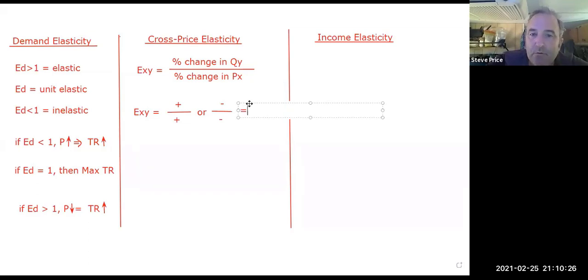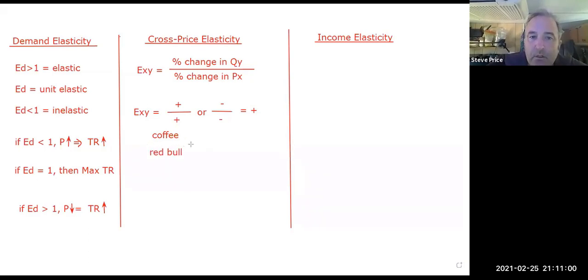Note that if you have two values in the numerator and the denominator that are positive, or two values in the numerator and the denominator that are negative, then your coefficient is going to come out to be positive. And so this would be like two different products where the price increases in one, so you go to another. So think of this as coffee and Red Bull, to use the examples I used when we were learning about determinants.